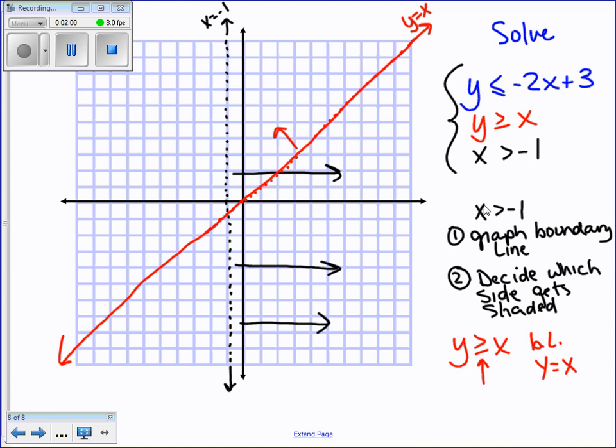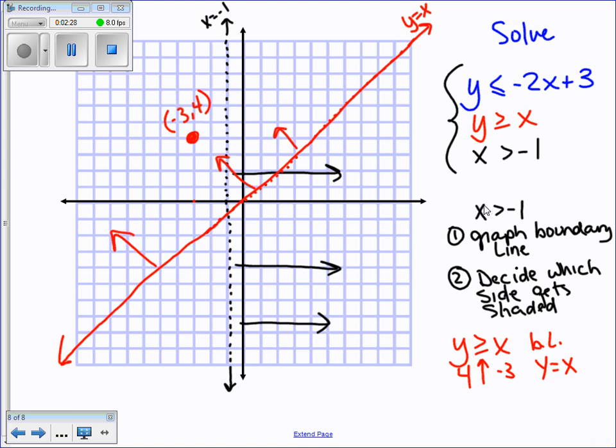But if you don't, just pick a point in either spot. So I'm going to pick a point here at negative 3, positive 4, and I'm going to test it and see if it's true. When x is negative 3 and y is positive 4, is that a true statement? The answer is yes. 4 is greater than or equal to negative 3. It's actually greater than. So everything up here is going to get shaded.